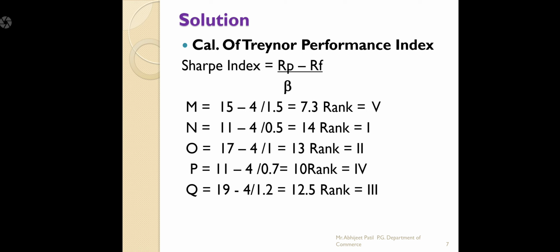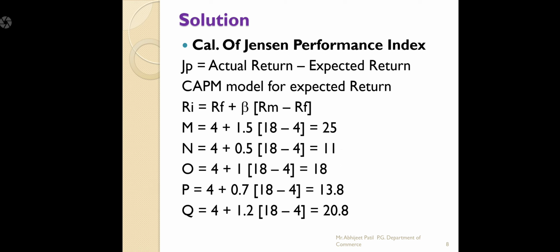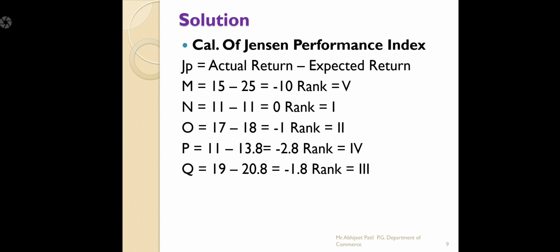Once we find the Sharpe and Treynor's, we now find Jensen's. For Jensen's, the method is not mentioned, so we go basically for actual minus expected. Whatever return is given in the problem, we assume as actual, and the only thing to be calculated is the expected return as per the CAPM model, that is RI equals RF plus beta into RM minus RF. We find this for M, N, O, P, Q, and once we find the expected rates of return, we find actual return minus expected return. Actual return is given in the problem, expected we calculate.